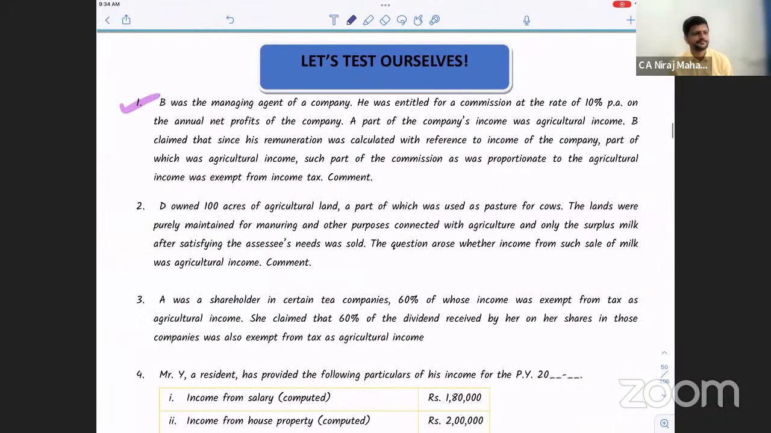Check. B was a managing agent of a company. He was entitled to a commission at the rate of 10% per annum on the annual net profits of the company. A part of the company's income was agricultural income. B claimed that since his remuneration was calculated with reference to the income of the company, part of which was agricultural income, such part of the commission as was proportionate to the agricultural income was also exempt from income tax. Comment.